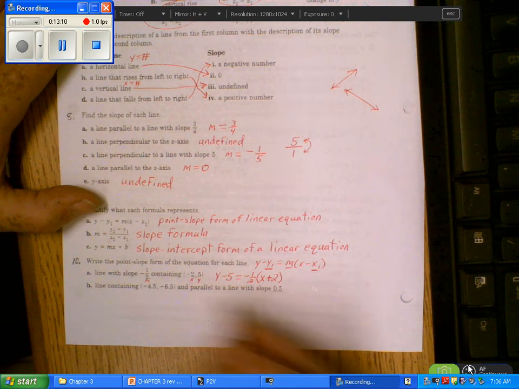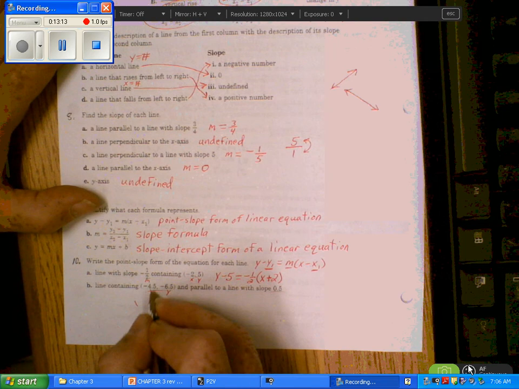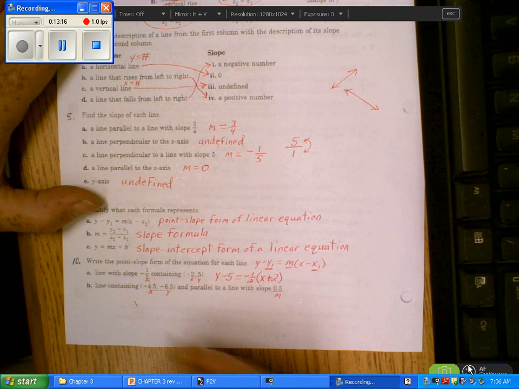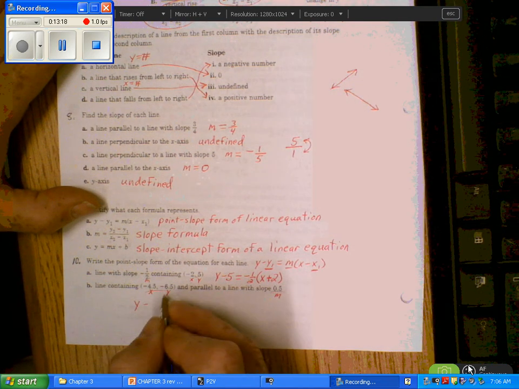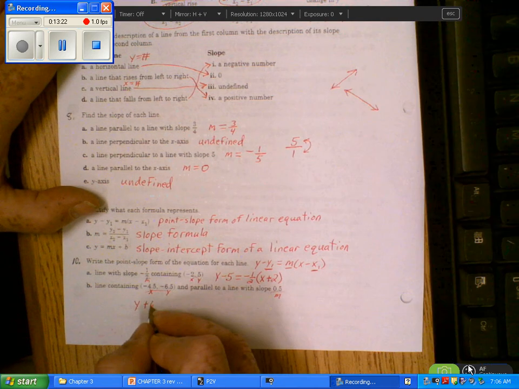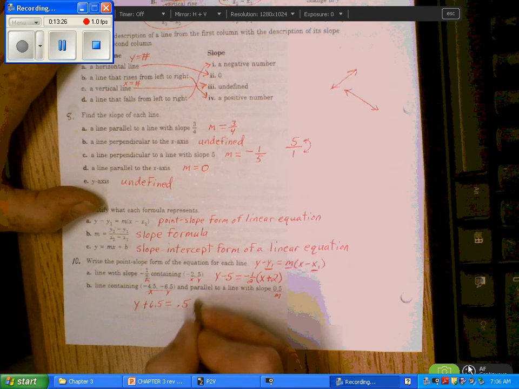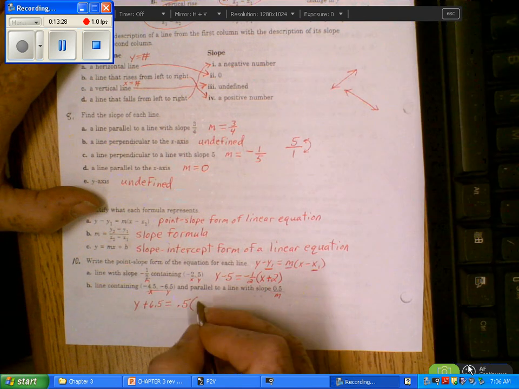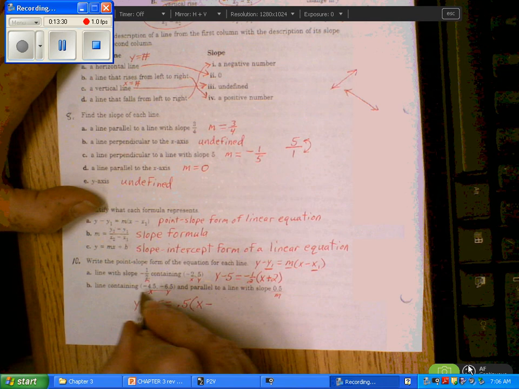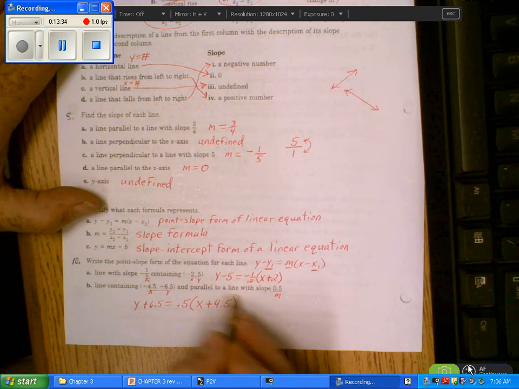Next one, we do the same thing. They just turned it around on us. Doesn't matter. This is our y. This is our x. This is our m. We put it in. That's going to be minus a -6.5, so plus 6.5 equals 0.5 for m. X minus a -4.5, so plus 4.5. That's our equation.